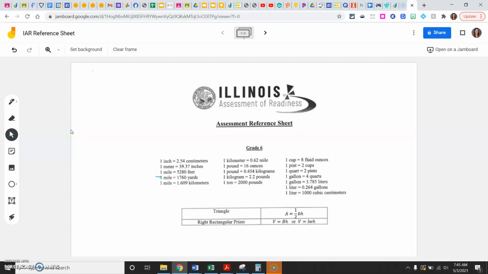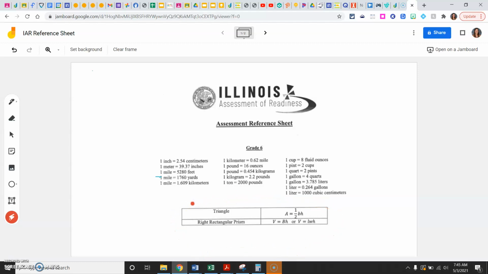As we get ready to take our IAR test, one of the tools that we get to use is this reference sheet. The reference sheet, I believe, is on your computer, but we also have it printed out for you. So what I want to do is go over this just so that you're not overwhelmed, because the things that it talks about on this sheet are measurement, and also down here it has to do with geometry.